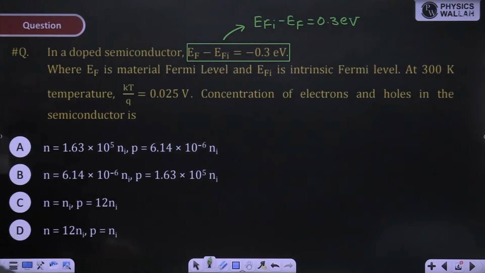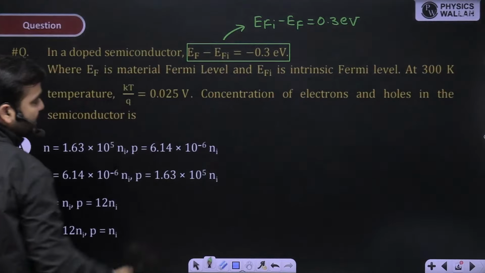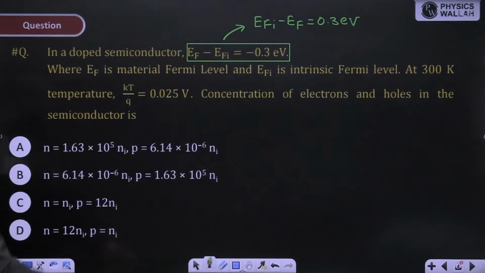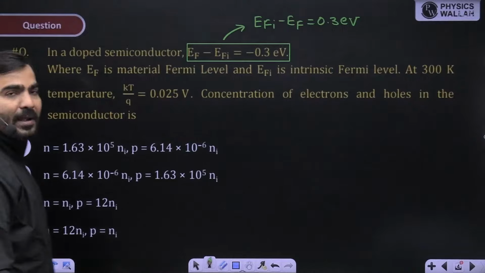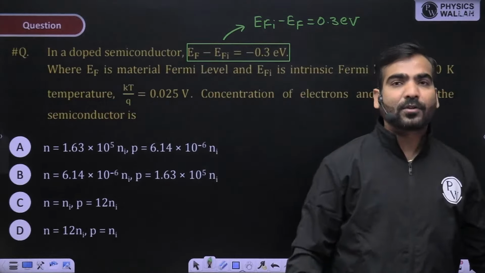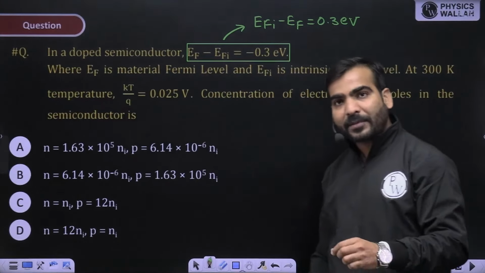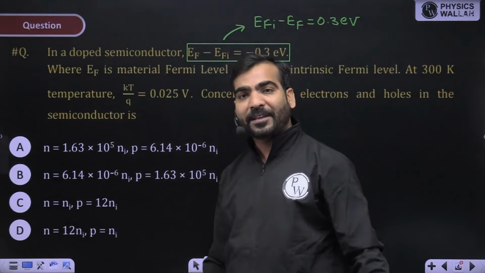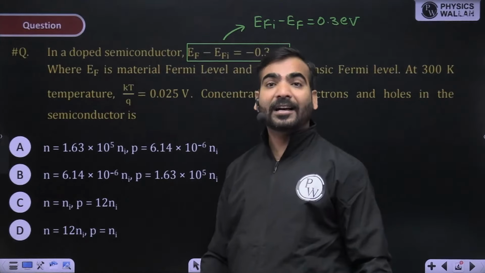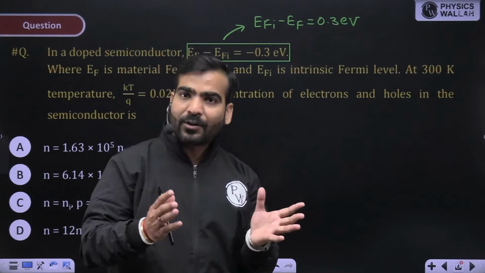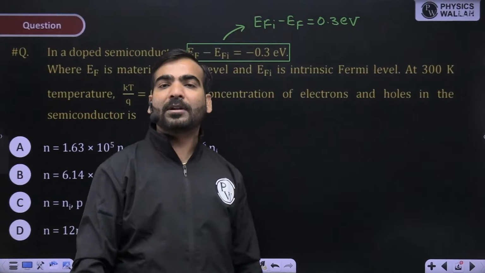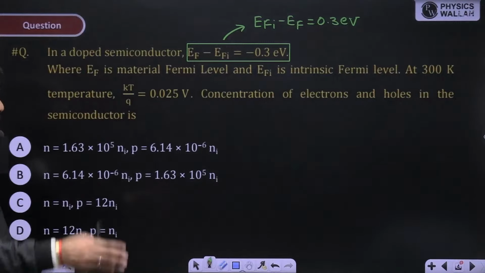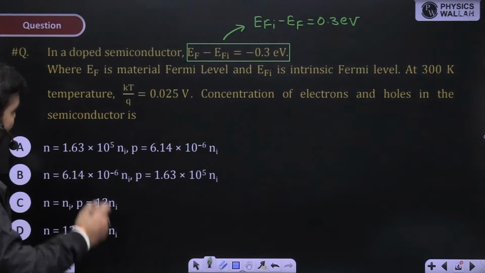At 300 Kelvin temperature, kT/q is given as 0.025 volt. We have to find the concentration of electrons and the concentration of holes in the semiconductor. Keep 2-3 pages with you on the table and try to solve the question with me. Let's see whether you get the correct answer. If you are not able to recall the formula for a particular question, just pause the video and continue. Okay, let's start.